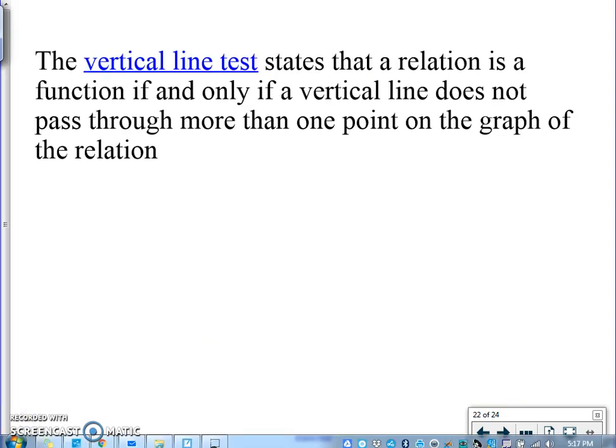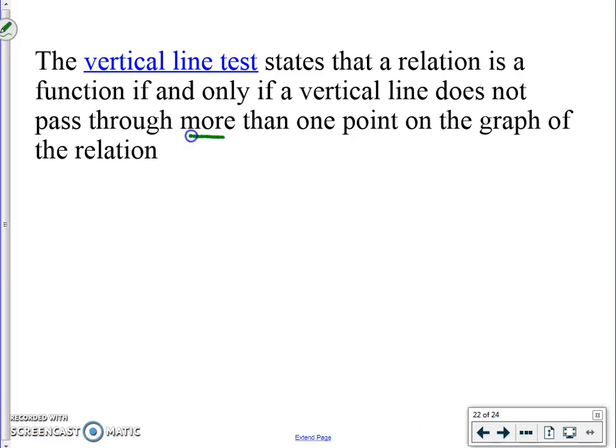One final point here is a vertical line test is another way to determine if something is a function. It states that a relationship is a function if and only if a vertical line does not pass through more than one point on the graph of the relation. The key is it does not pass through more than one point on the graph of the relation. And we'll take a look at what this looks like.